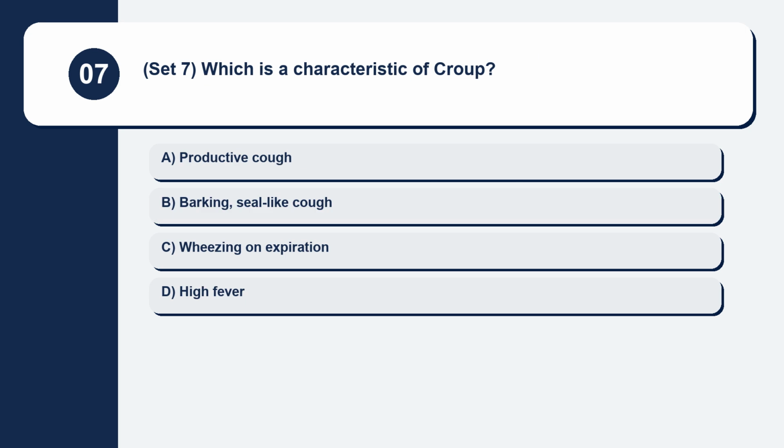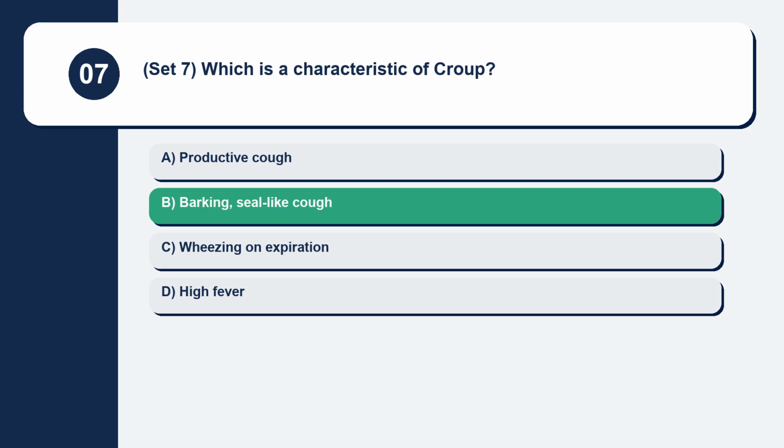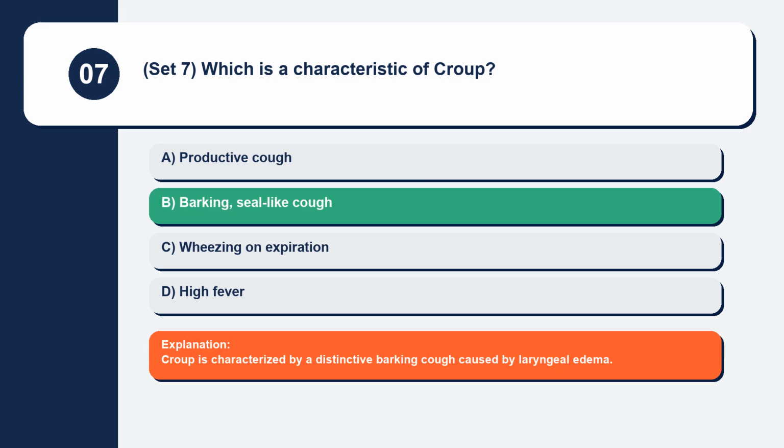Question 7. Set 7. Which is a characteristic of croup? Productive cough, barking, seal-like cough, wheezing on expiration, high fever. Croup is characterized by a distinctive barking cough caused by laryngeal edema.